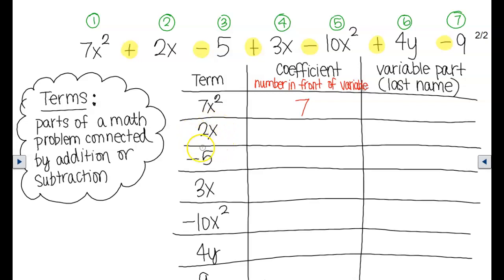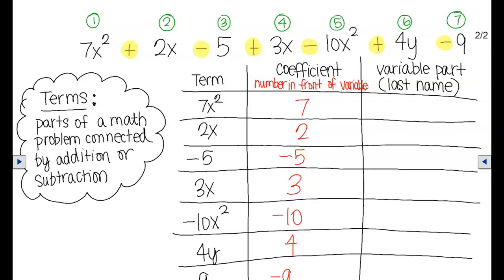When I look at 2x, the 2 would be my coefficient. Now you'll notice on this next term there is no variable part. That's no big deal. The coefficient is still the number. So negative 5 would be my coefficient. For 3x, my coefficient would be the 3. For negative 10x squared, my coefficient would be the negative 10. For 4y, it would be the 4. And then for negative 9, it would be the negative 9.